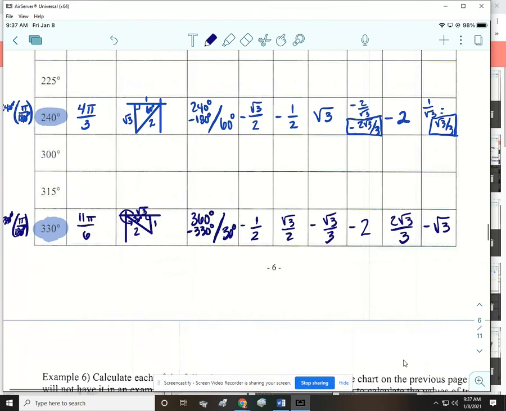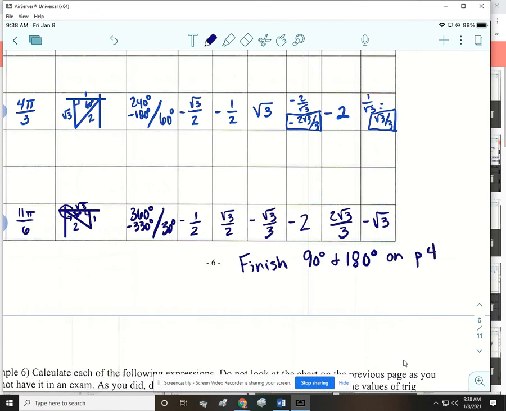So your assignment today is to go back and do 90 degrees and 180 degrees on page 4, and finish both charts on this page.